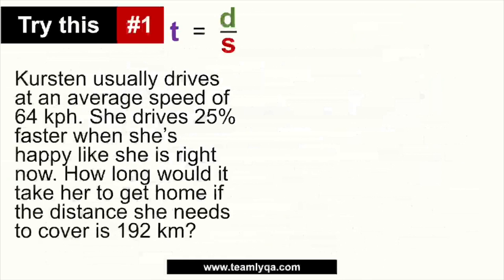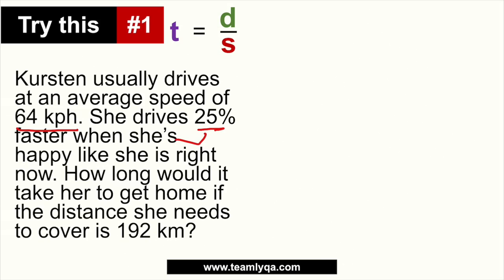Tingnan natin yung time na kailangan niyang spend. So ang sabi dito, ang usual na speed niya daw is 64 kilometers per hour. But we have a catch right here. And if you're taking the UPCAT or any college entrance test, it would pay for you to know na nagko-combine din ng mga concepts sa mga word problem. So for example, hindi lang to basta speed and distance and time problem dahil meron ka ng 25% faster. So may dagdag na component yon.